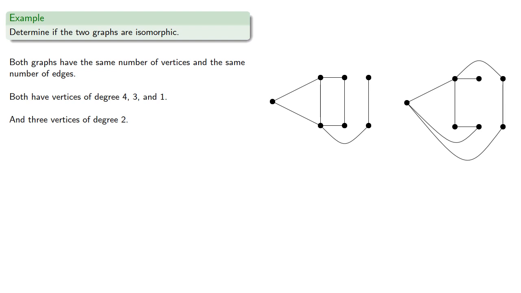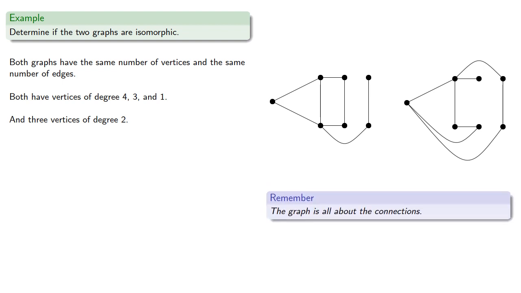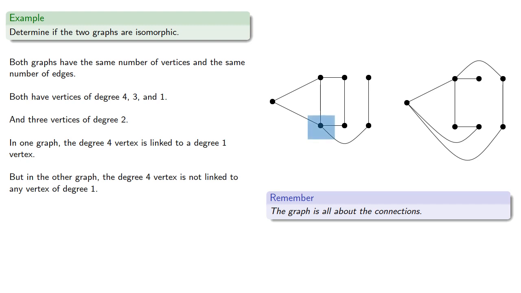Remember, if you don't find the flaws in your work, someone else will. Claiming two graphs are isomorphic is a tremendous commitment because it's saying two things that look very different are really the same thing. So let's try as hard as possible to find differences between the graphs. Again, the graph is all about the connections. So if we look closely, in one graph, the degree 4 vertex is linked to a degree 1 vertex. But in the other graph, the degree 4 vertex is not linked to any vertex of degree 1. So the two graphs are not isomorphic.